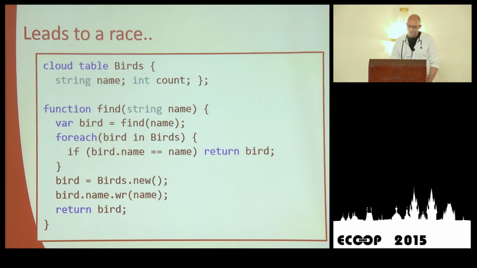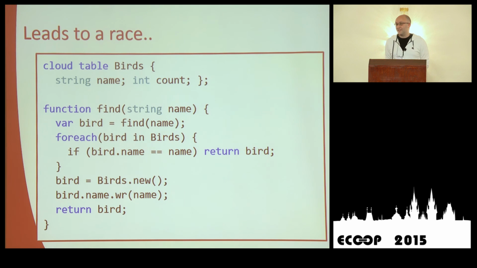So here's the find function. So how do you find it? Oh, it should be var bird without find itself. That would not work. Just var bird. Sorry about that. And then for each row in the birds, so I'm going through all the rows, if I find a row with the right name, then I'm done. And if not, I create a new row, right? And I'm going to write the name of the bird right there.